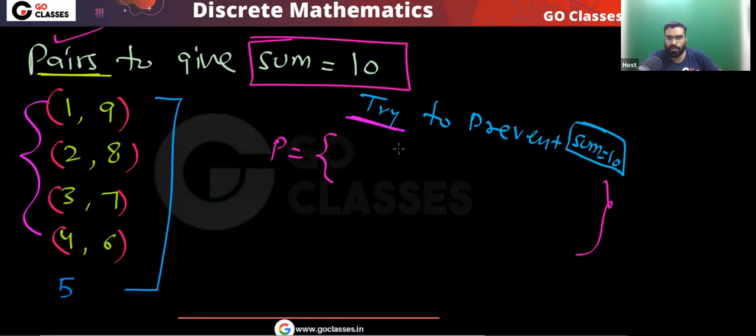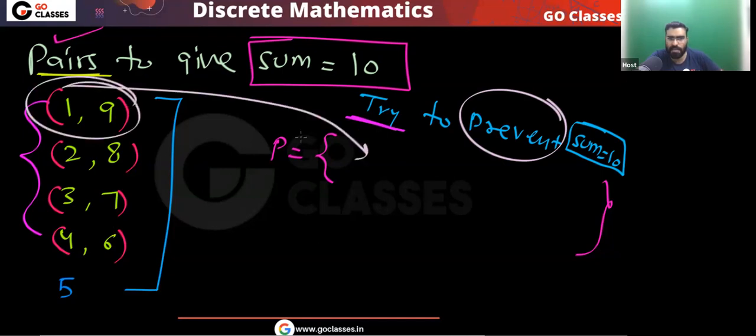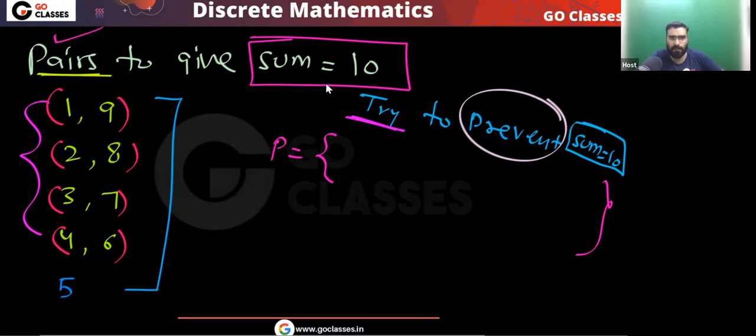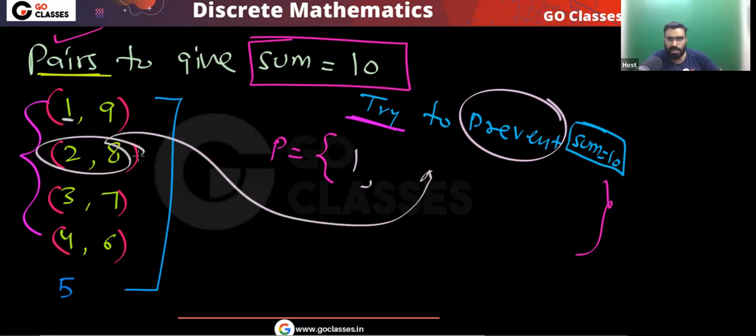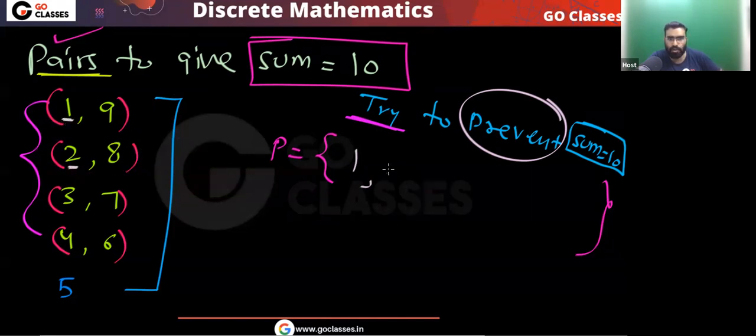Remember, I want to try to prevent summation equal to 10. So can I put 1, 9 here? No. What I will do is put only one of them. Maybe I can put 1. Can I put both of them here? No. I can put 2.